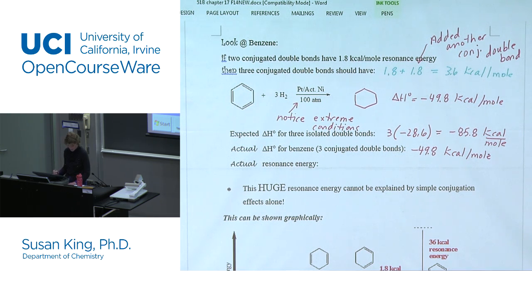So the actual resonance energy is the absolute value of the difference between these two. Whichever you put first doesn't really matter here. I suppose I should do it the other way: minus 49.8. We'll just take the absolute value here, because I should have switched that around. You can't have a negative number for resonance stabilization. It's 36 kcals per mole. By simply adding another double bond there, we have 36, 10 times what we would expect. So something's going on here that we can't explain with simple resonance stabilization.